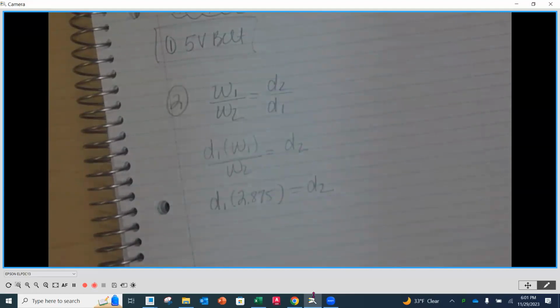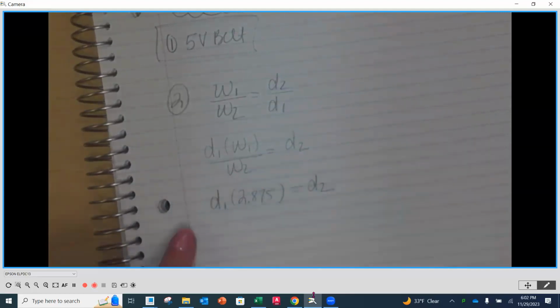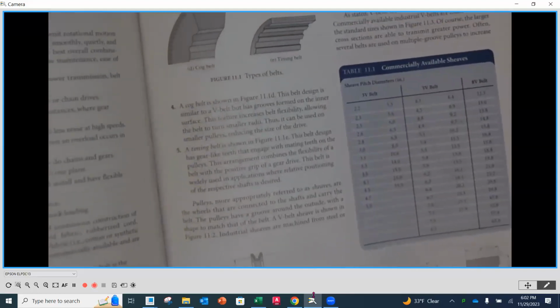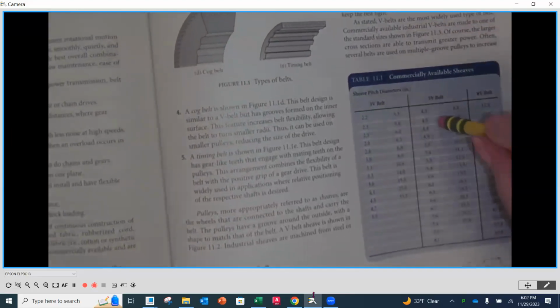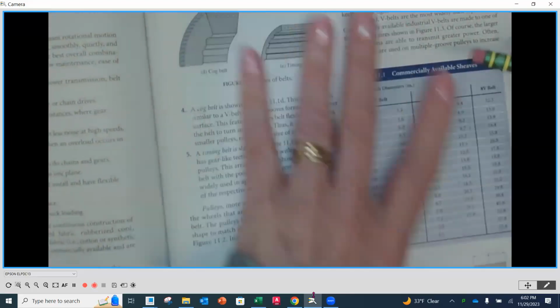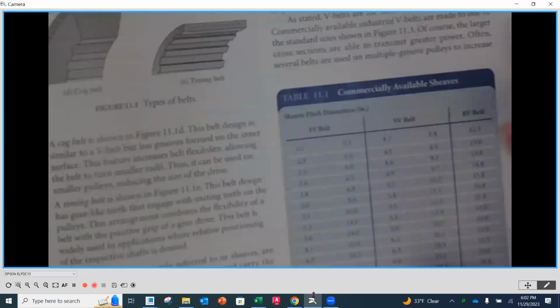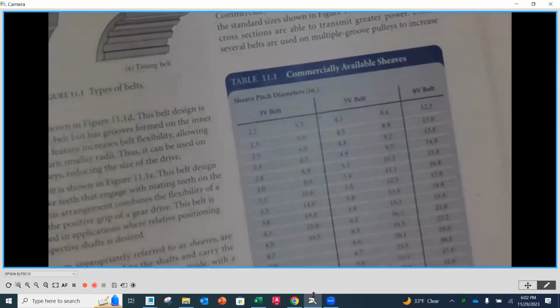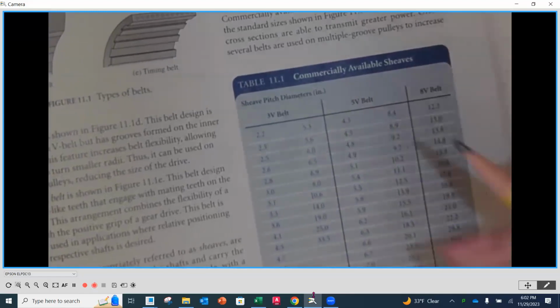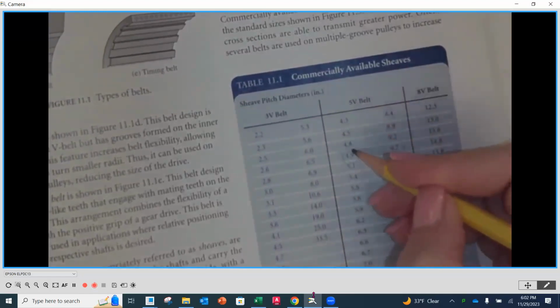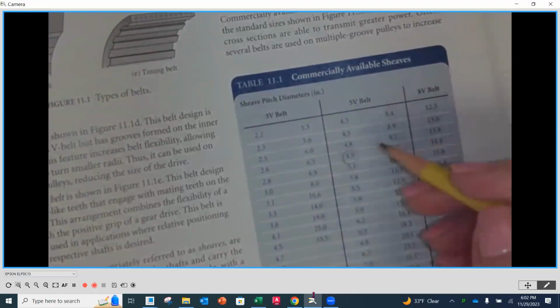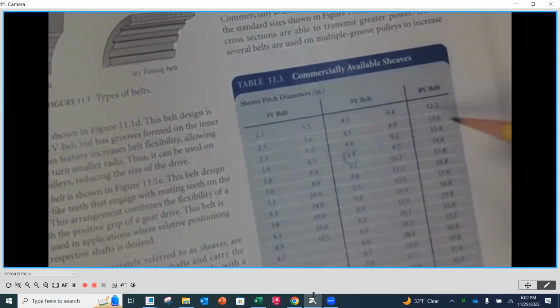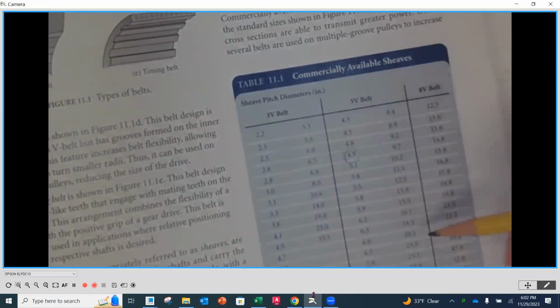Okay. So now we go to our chart and we find out what are our available D1s. Now remember, D1 is the smaller of the two. Okay. So as we look here, the ones we have to choose from are this list right here. I never want to start with the smallest one. I don't know why, I just don't like to. So I like to go a couple in. I'm going to start with 4.9. Okay, 4.9.